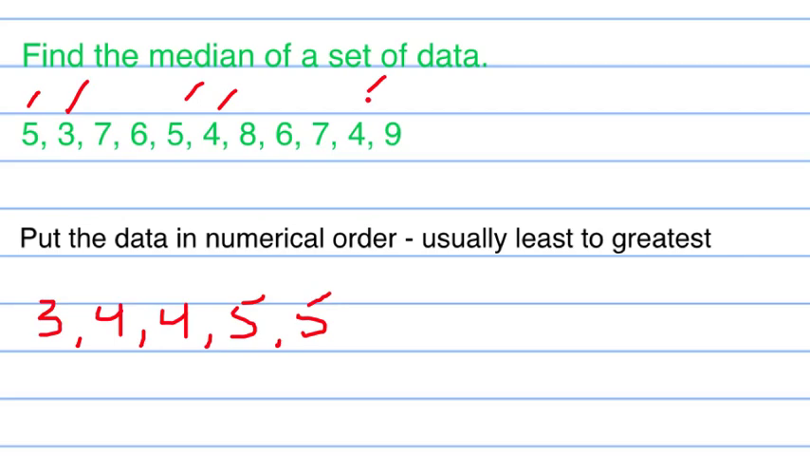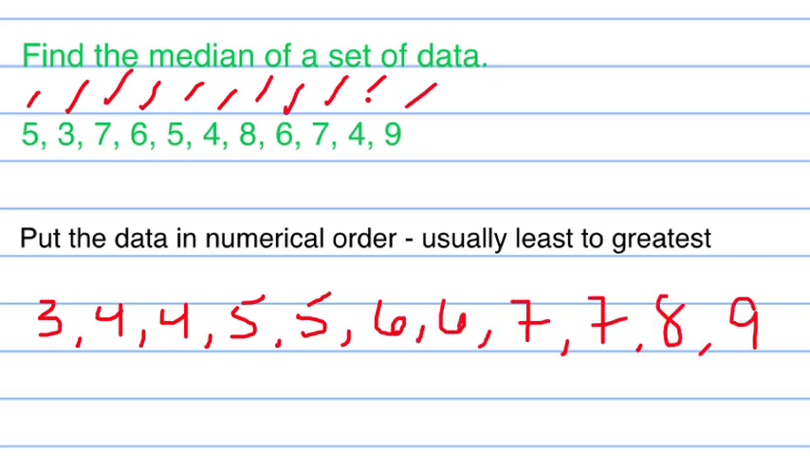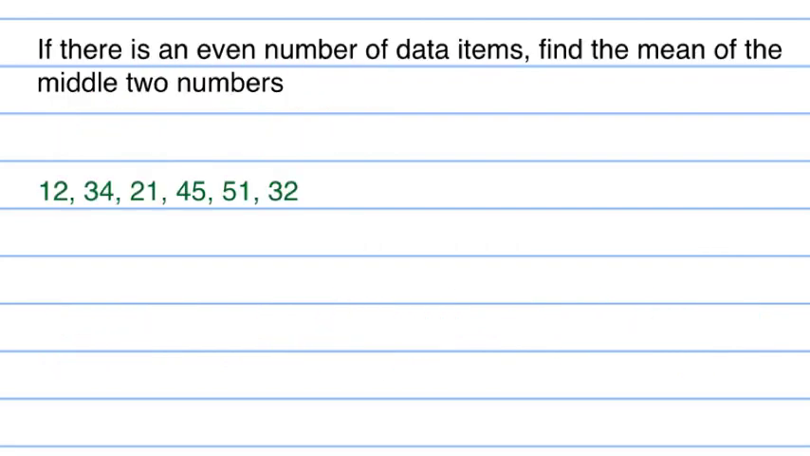As you can tell, I'm just putting marks above them as I use them so I know what's left. Well, I have 11 items in my data set, so I'm going to count into the middle number. 1, 2, 3, 4, 5. And my middle number is 6, so the median of this data is 6.